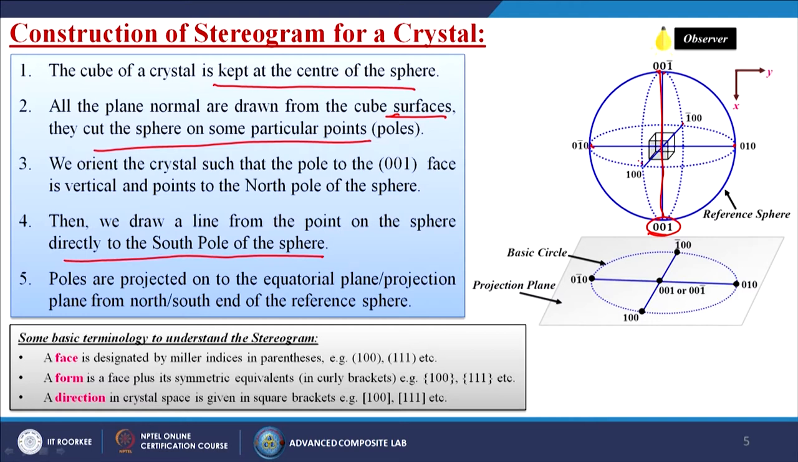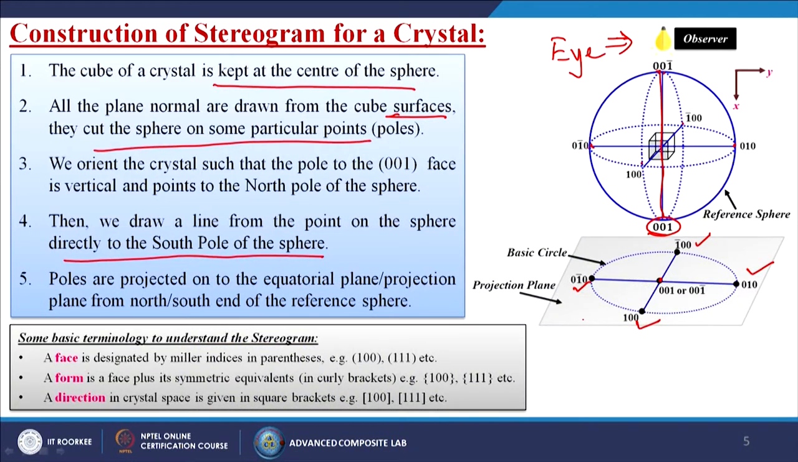So, if we see from the top, because the observer's eye is here, simply this point, 001 bar and 001, are at the same point, and this is 1 bar 00 here, this is 100 here, this is 010 here and 01 bar 0 is here. That means we are just seeing from the top and plotting all the points. So, this is the basic circle and this is known as the projection plane.